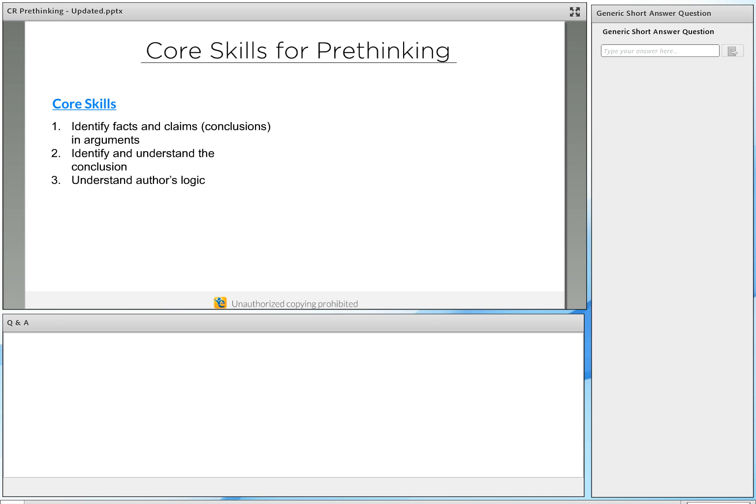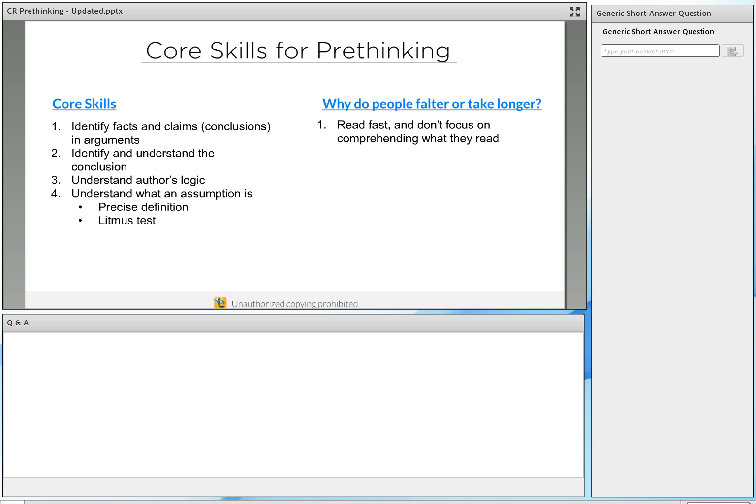You need to be able to identify facts and claims in the argument. You need to be able to understand the conclusion. You need to be able to figure out how the author arrives at that conclusion. And you already know what an assumption is. We've already gone through it.